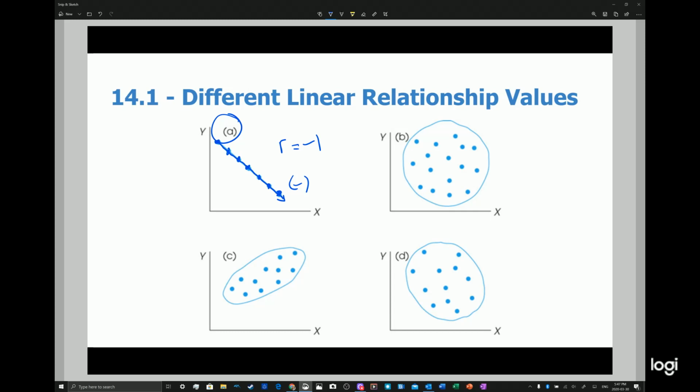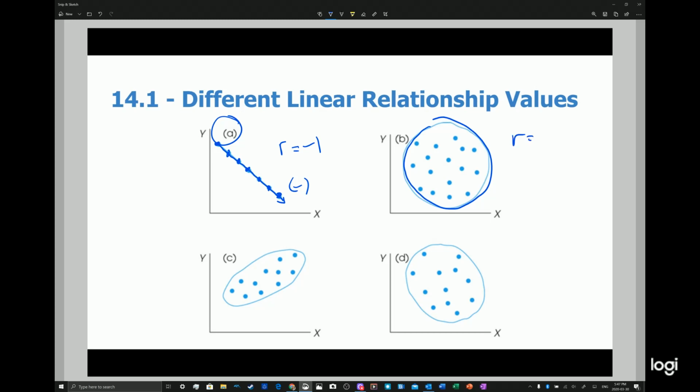Here for B, all the points are scattered all over the place, and this kind of looks like a chocolate chip cookie. If the points are so spread out that you can draw a perfect circle around them and it'll cover all the points, the relationship here is close to 0, if not 0. So remember, think round cookie, no correlation when you see a scatter plot.